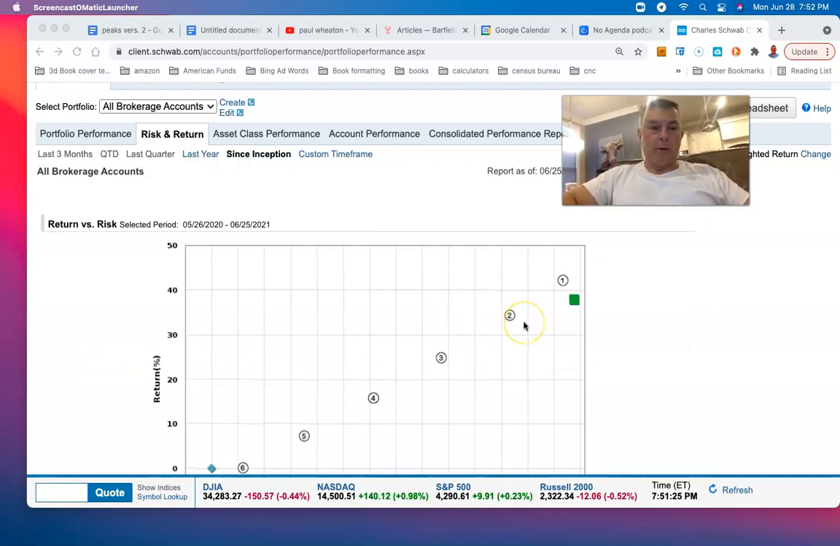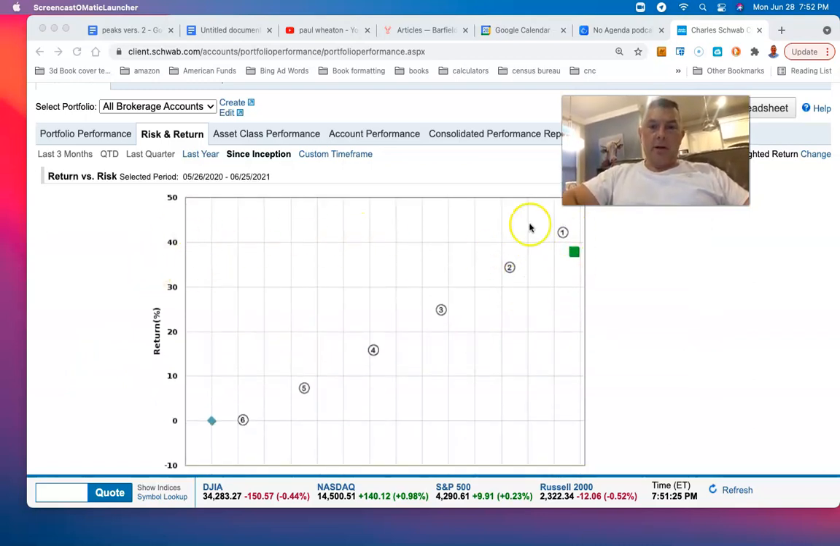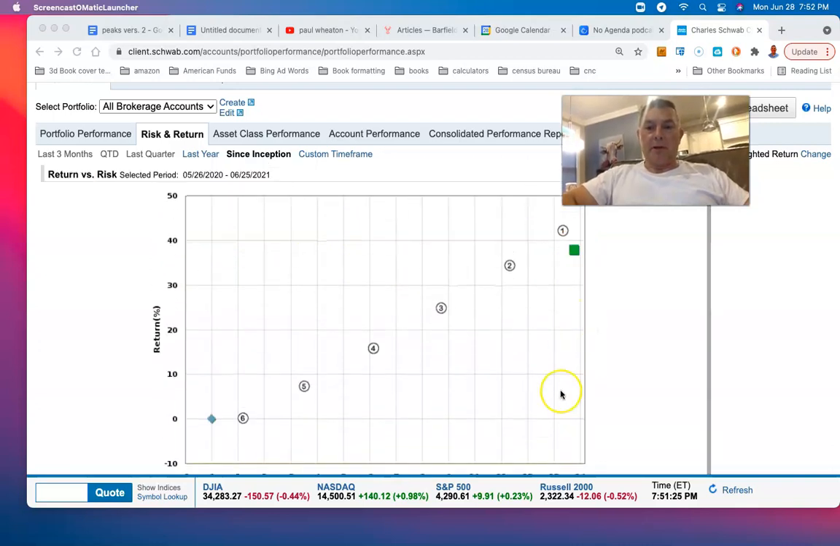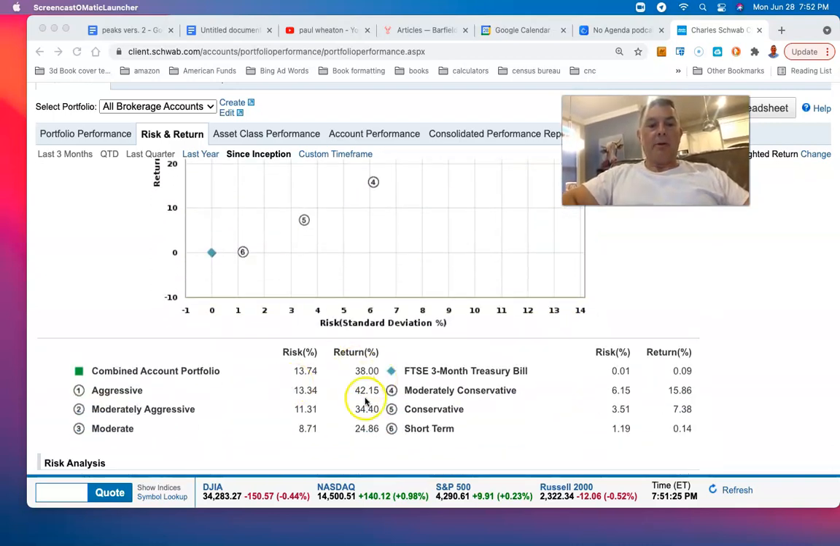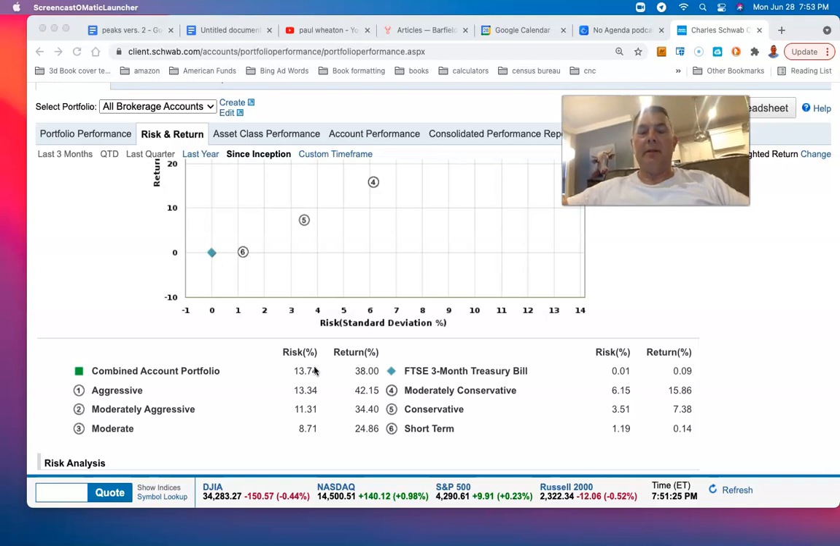So my combined portfolio in terms of return is up here at the top. All right, my combined portfolio had a return of 38% over the selected time period. My risk is 13.74. Risk is just a standard deviation, the volatility, if that makes sense. So if you take one standard deviation, roughly 2/3 of the time, my portfolio would have a volatility of 13.74 around my average rate of return. One year doesn't really mean anything, but just as an FYI, that's how it works.